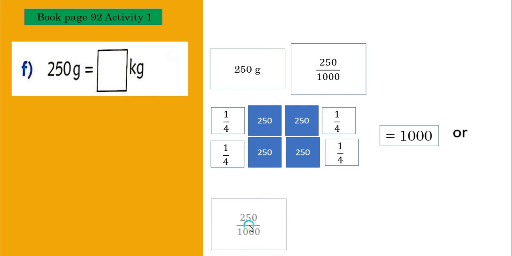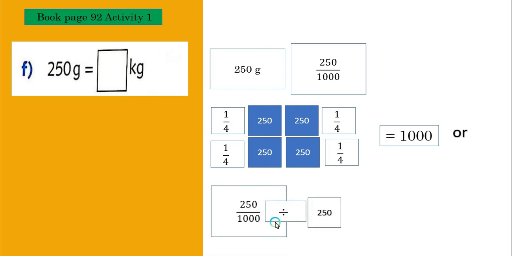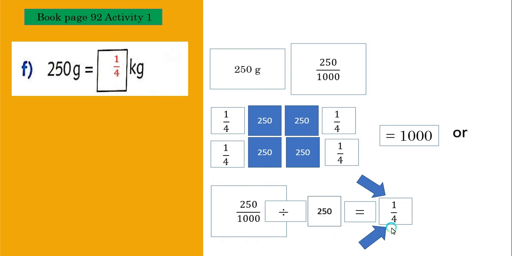Or 250 over 1,000. The greatest common factor is 250. 250 divided by 250, the answer is 1. And 1,000 divided by 250, the answer is 4. That's why the answer is 1/4.